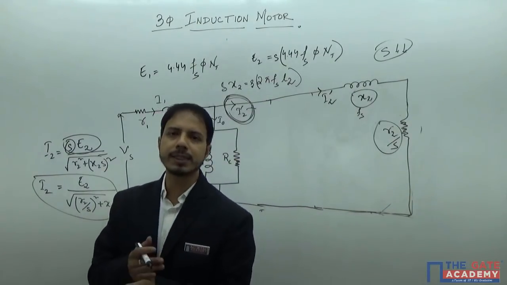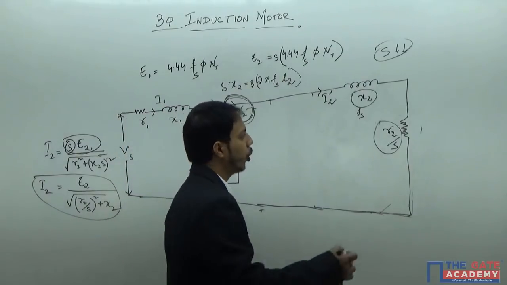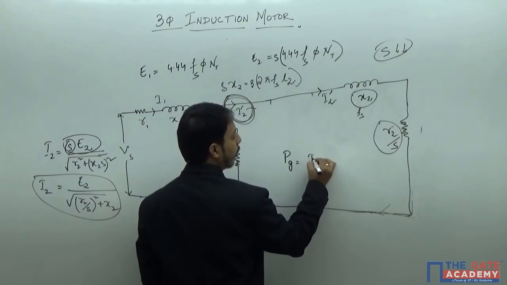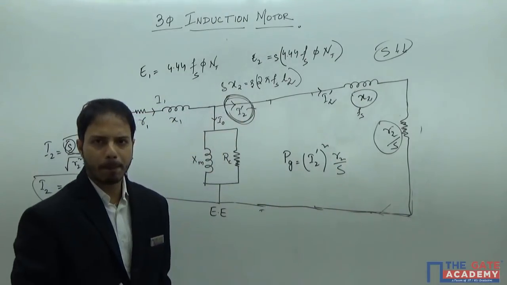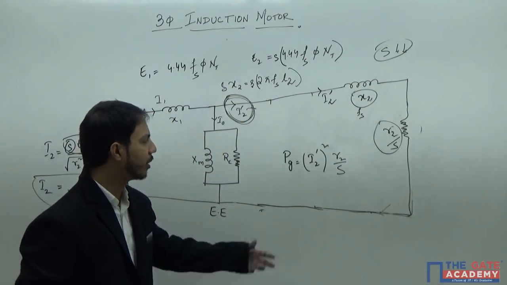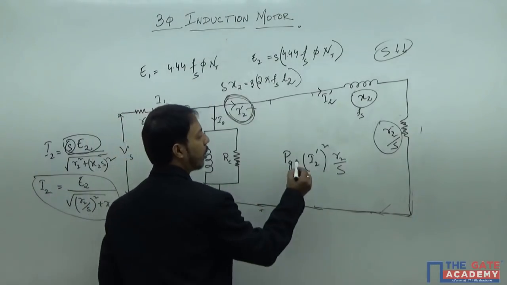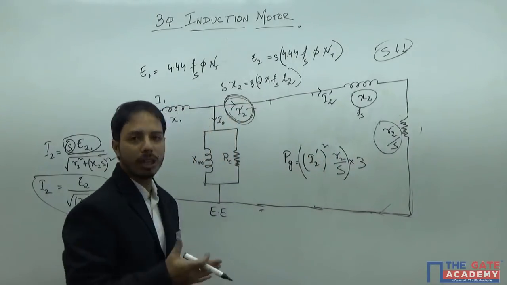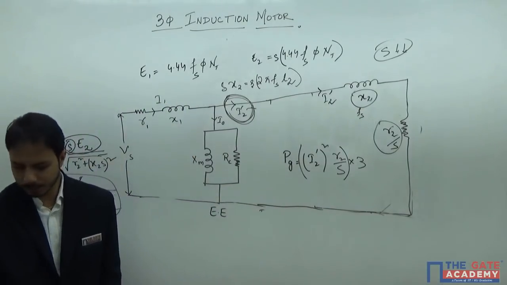So R2 by S represents the complete air gap power. So the PG, I can write it as I2 dash whole square R2 by S. Now this is per unit or per phase representation what we see. If we need to see the total power, then we have to multiply this by 3. Then we will get the total air gap power. This is per phase, whatever analysis we are doing.